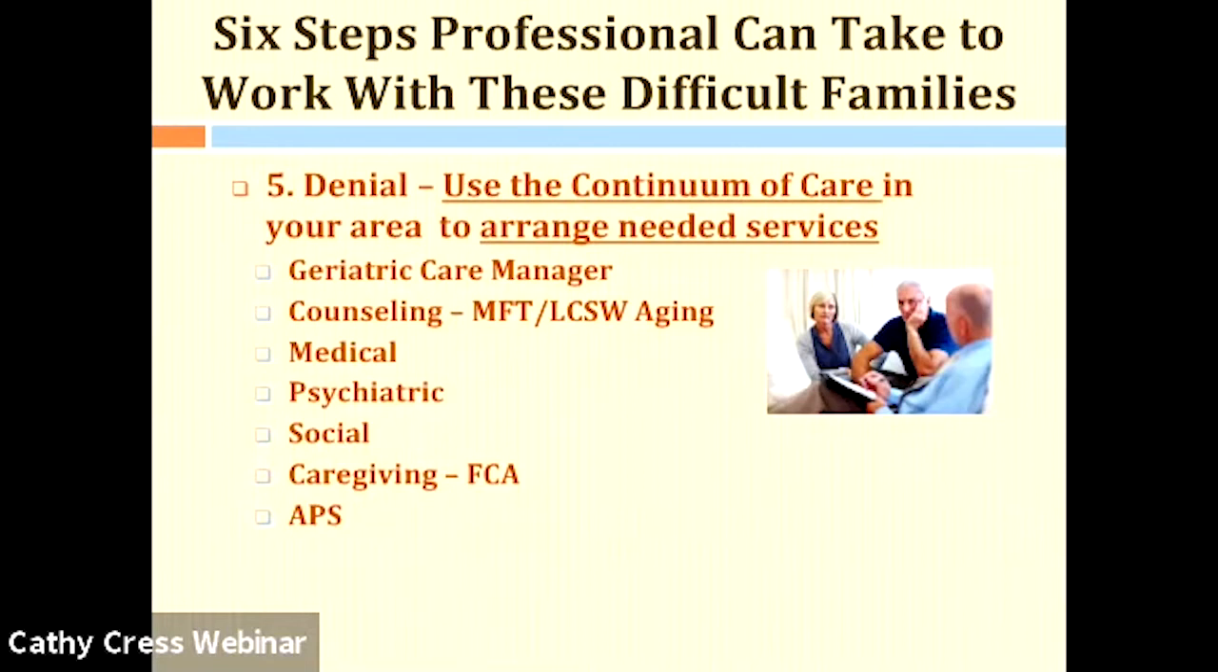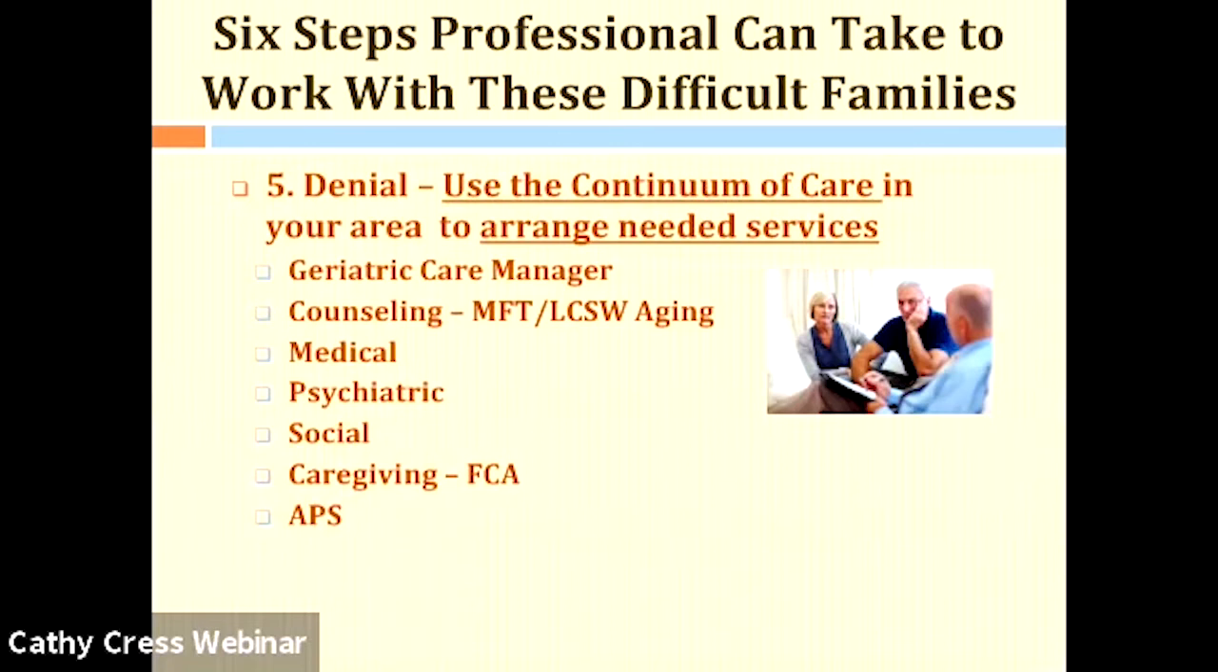We're back to that good old denial, the river in Egypt. So you want to use the continuum of care in your area and arrange needed services for this dysfunctional family, like you arrange for all families. And it might be another geriatric care manager who has more psychosocial and psychiatric LCSW skills.